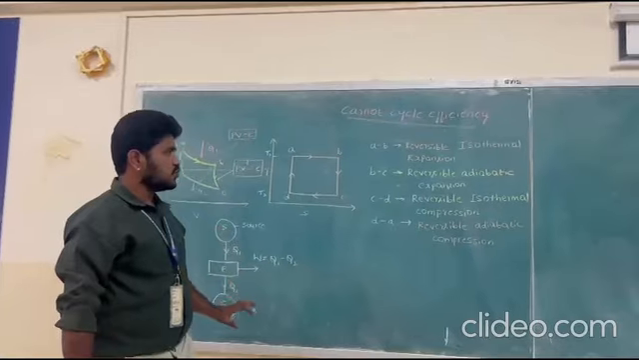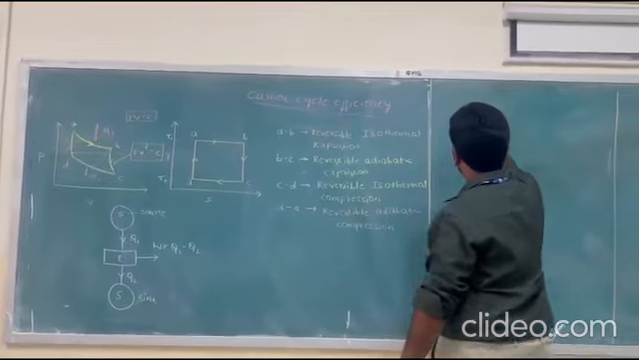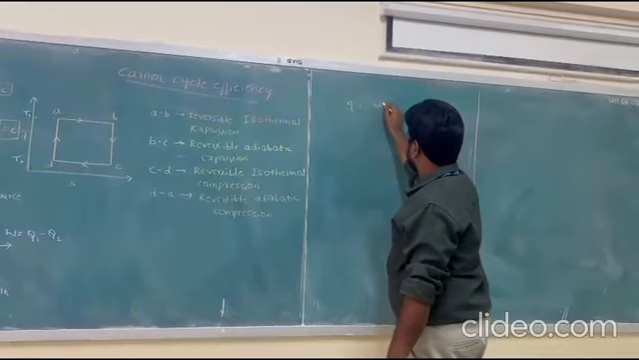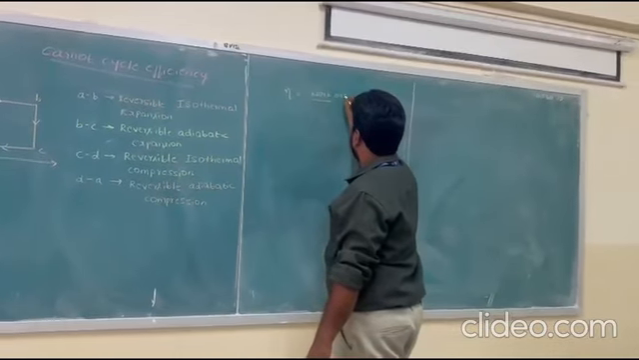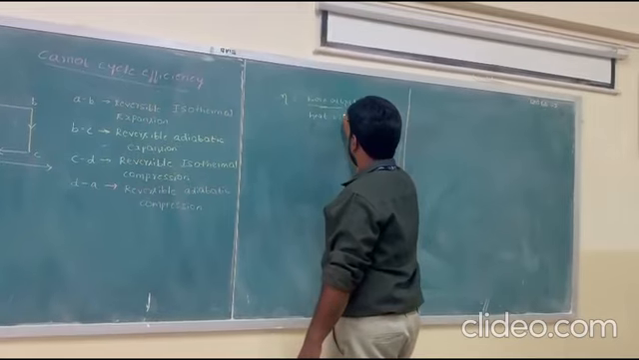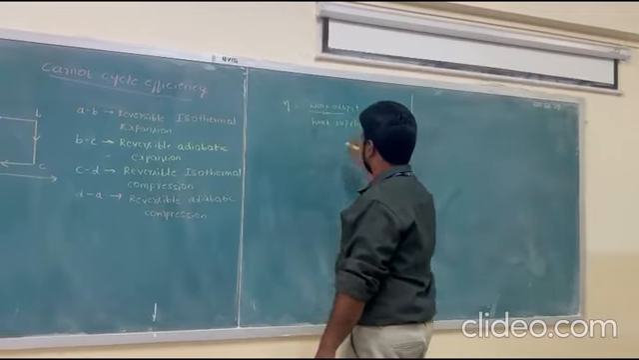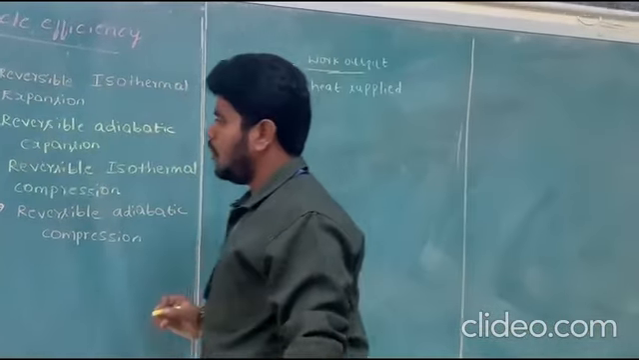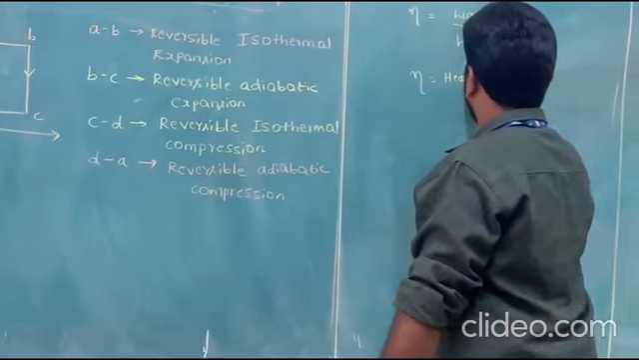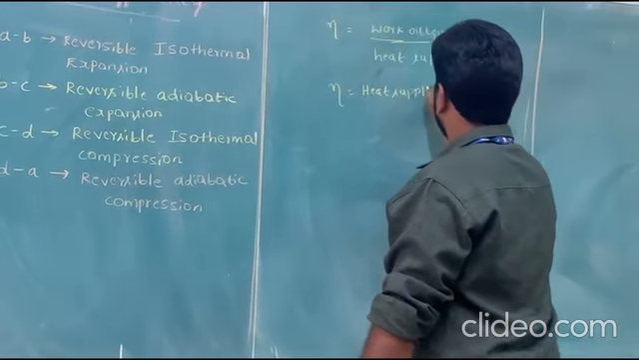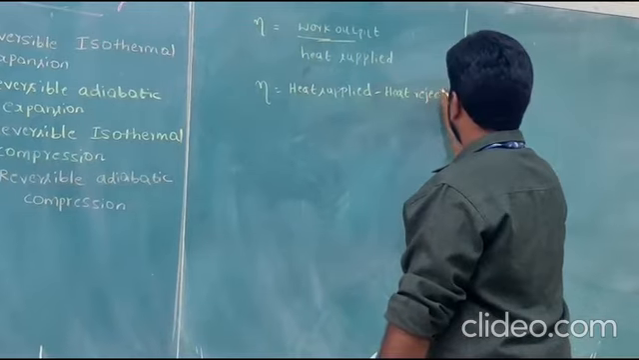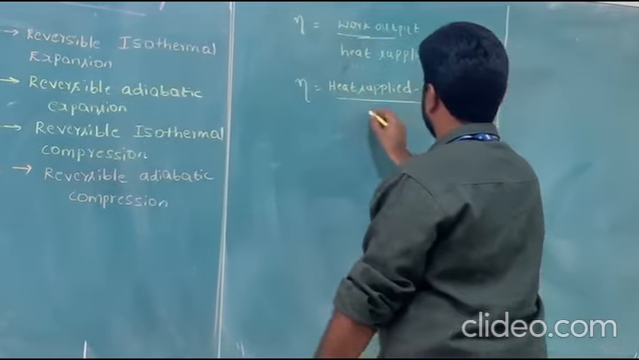Before this, we should know the general formula for efficiency. We know that efficiency is given by the work output divided by the heat input, or heat supplied. So efficiency is equal to the work output, which is given by heat supplied minus heat rejected, divided by heat supplied.